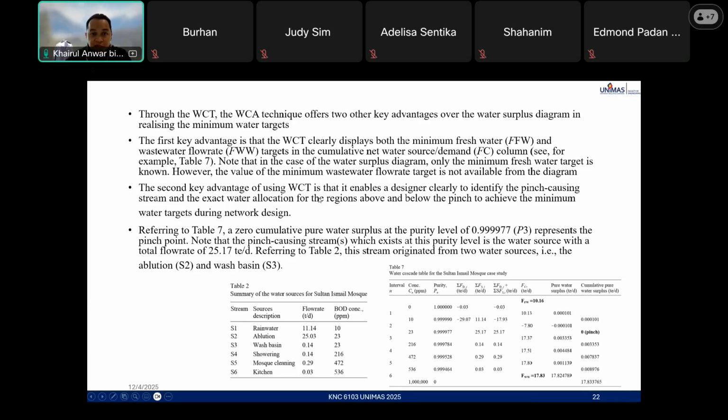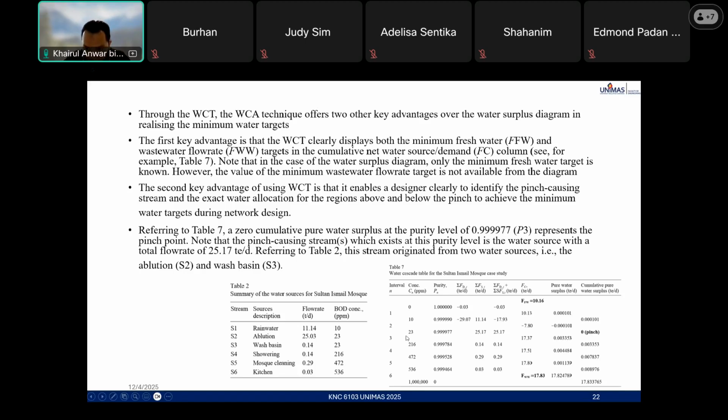The second key advantage of using WCT is that it enables a designer to clearly identify the pinch causing stream and the exact water division for the region above and below the pinch to achieve the minimum water target during the network design. Referring to Table 7, a zero cumulative pure water plus activity level of 0.99977 here, referring to the pinch, represents the pinch point. Notice that the pinch causing stream which exists at the level is the water source with a total flow rate of 35.17 tons per day.